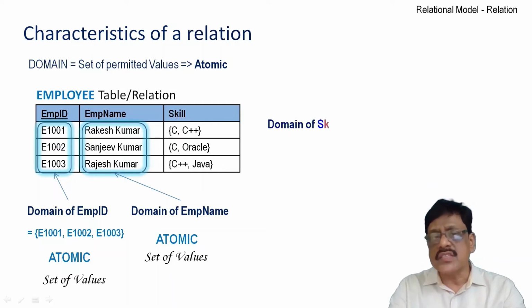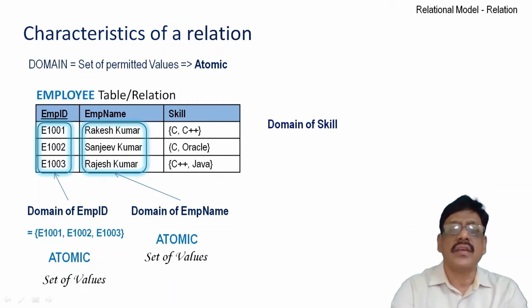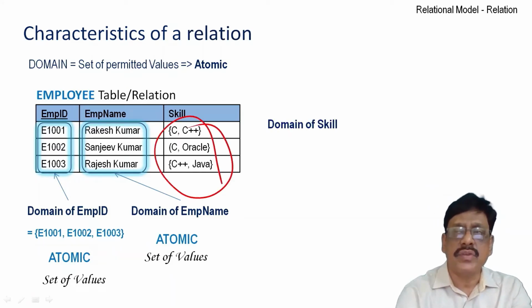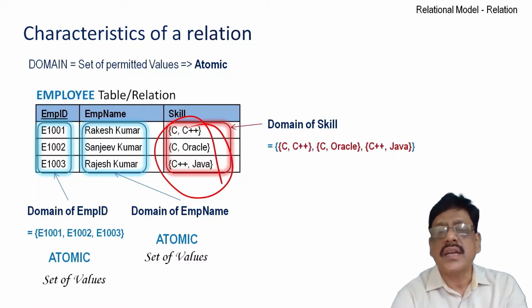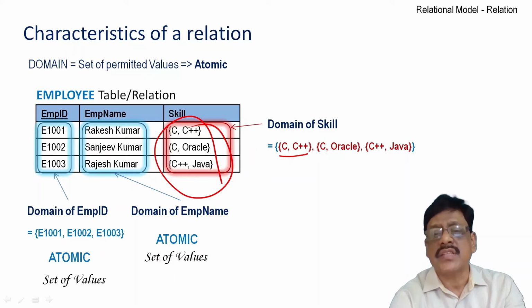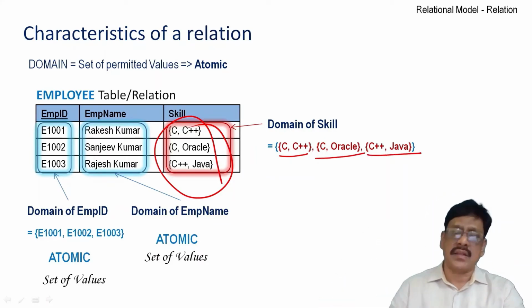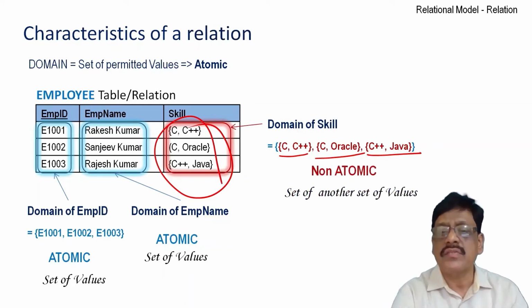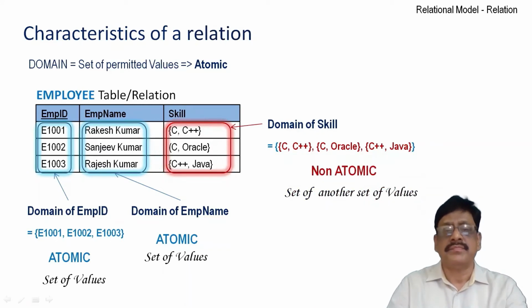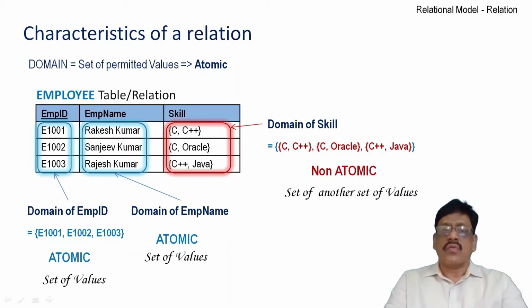But if you look at the domain of skill, it is a set of values where each and every value is another set. Look here. The set consists of C, C++ as one set, C, Oracle as another set, C++, Java as another set. So we call this non-atomic because it is a set of another set of values. Now the domain is non-atomic. So then what is the solution?